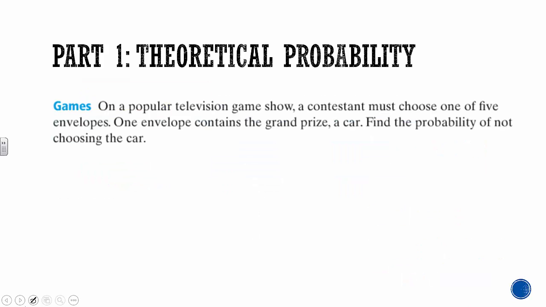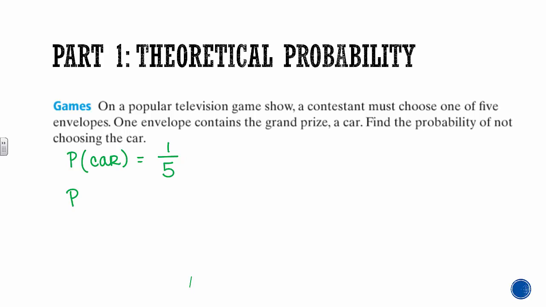On a popular television game show, a contestant must choose one of 5 envelopes. One envelope contains the grand prize, a car. Find the probability of not choosing the car. If we have the probability of choosing a car, out of our envelopes, only one of the 5 has the grand prize in it.